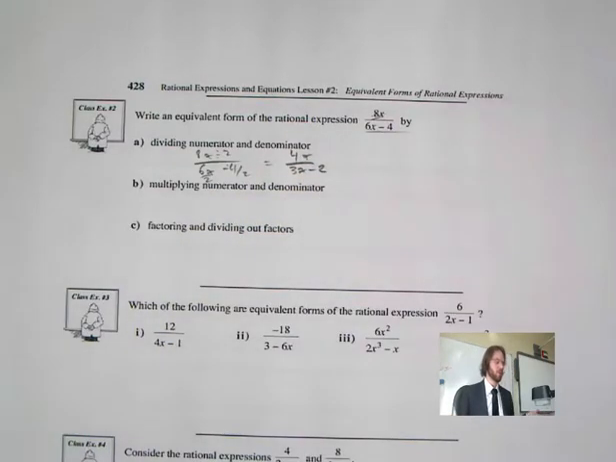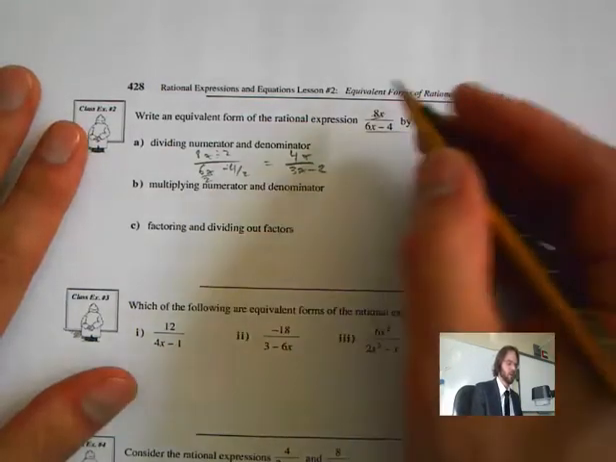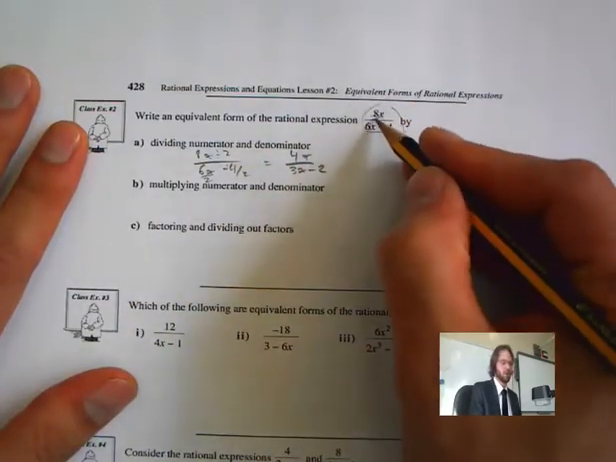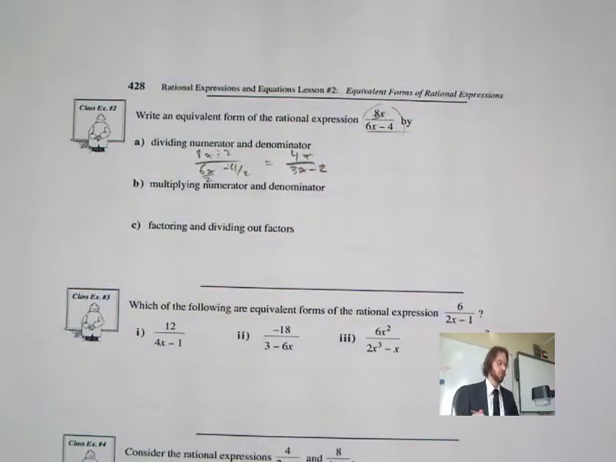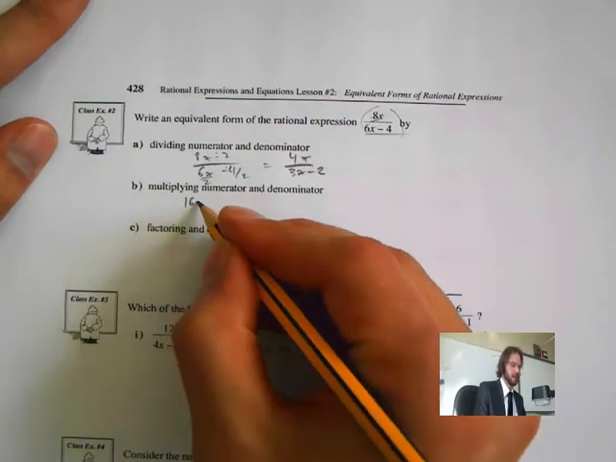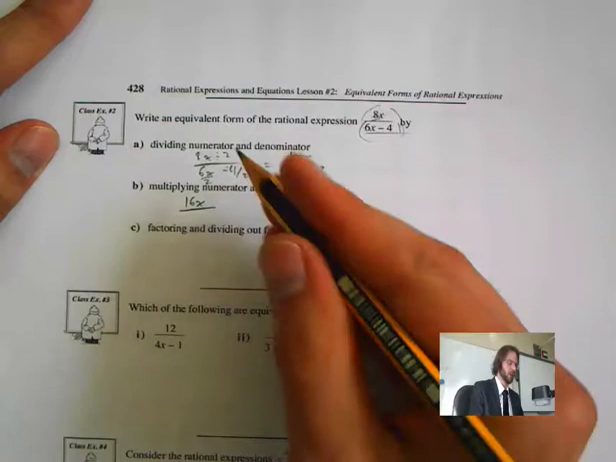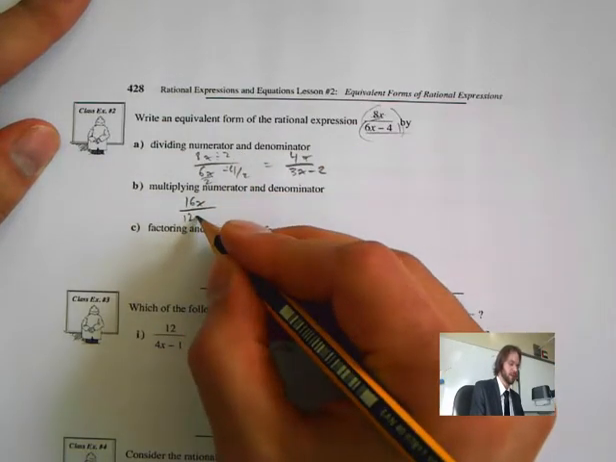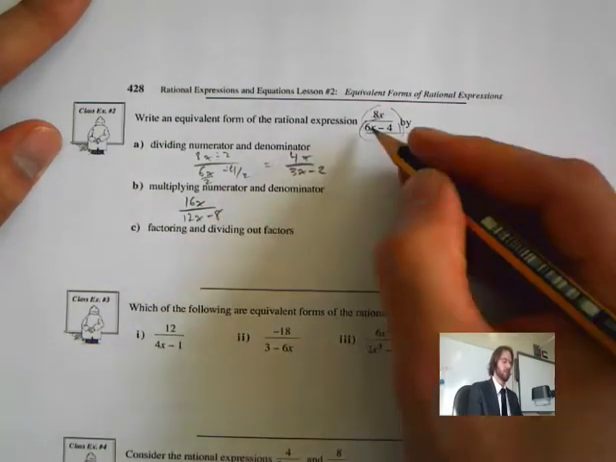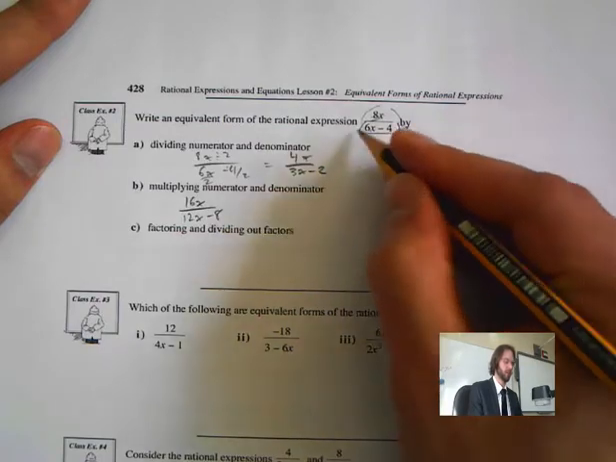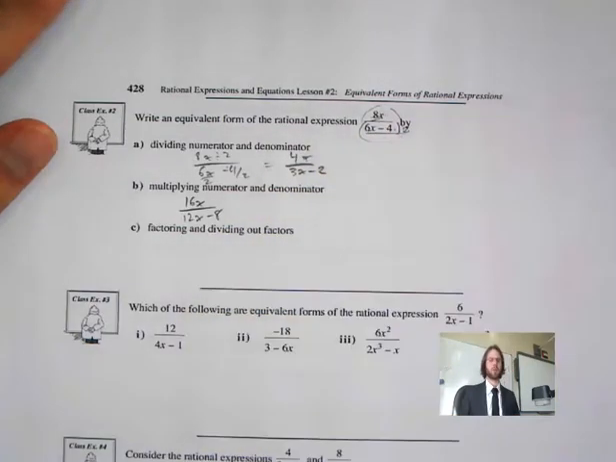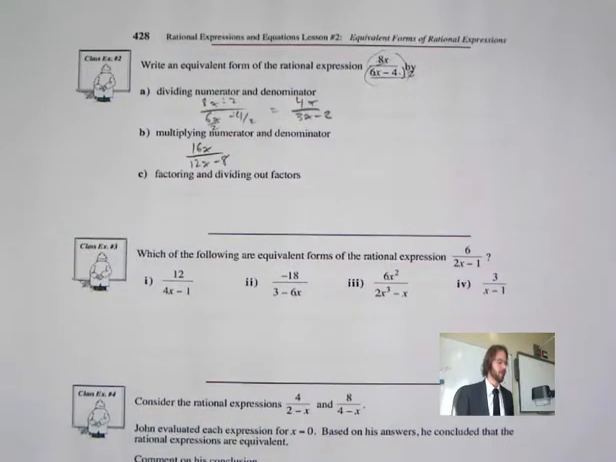Now we want to multiply the numerator and denominator. So I can multiply everything here by what? Oh no, 2. So that's 16x all over, and 2 multiplied by both of these is going to give us 12x minus 8. So if I multiply everything on the bottom by 2, I have to multiply both terms. Remember, distributive law.